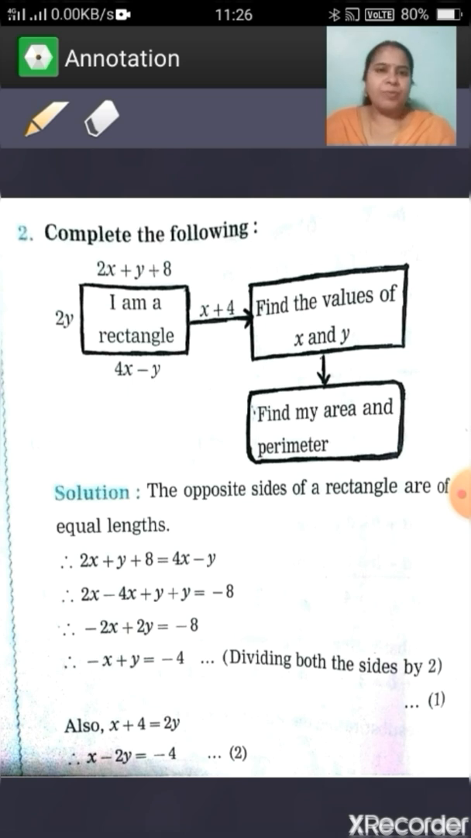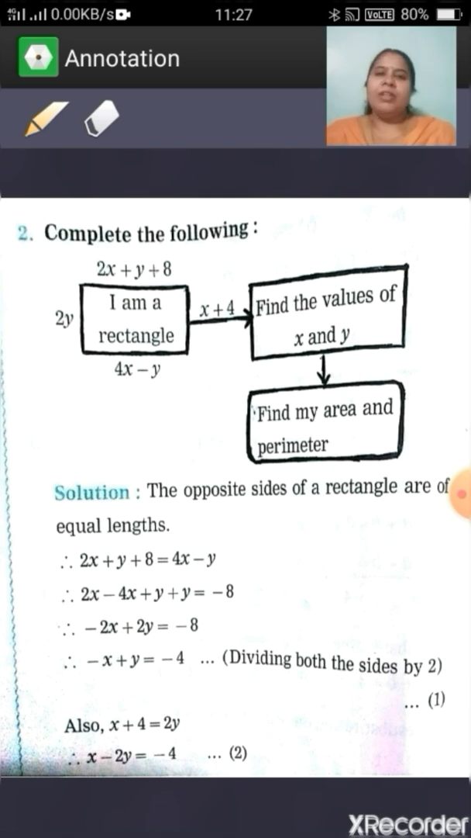So our first step should be to get two simultaneous linear equations. Then we have to solve them. Once we solve them, we will get the values of x and y. With that value of x and y, I'll use the two formulas which they have asked us to find, the area and perimeter. So area is nothing but length into breadth, while perimeter is nothing but 2 times (length plus breadth).